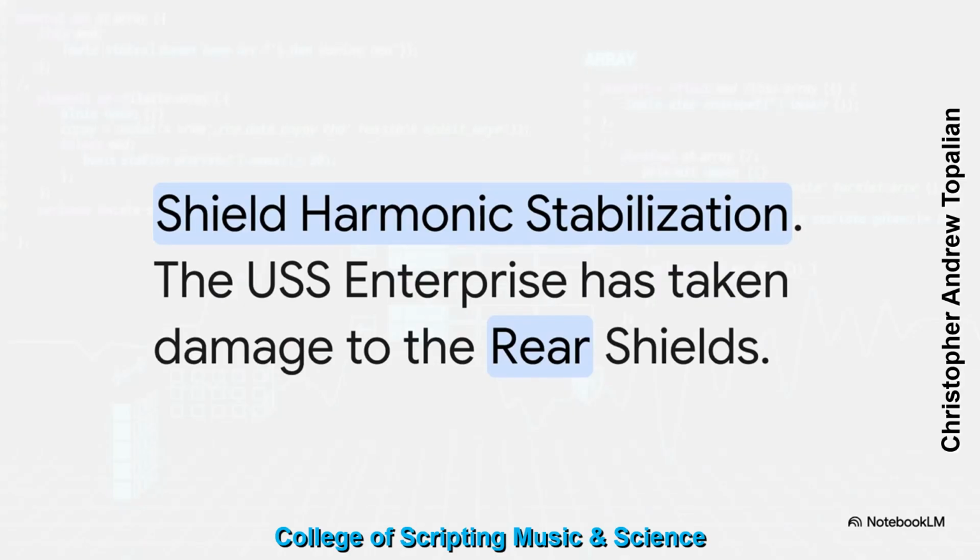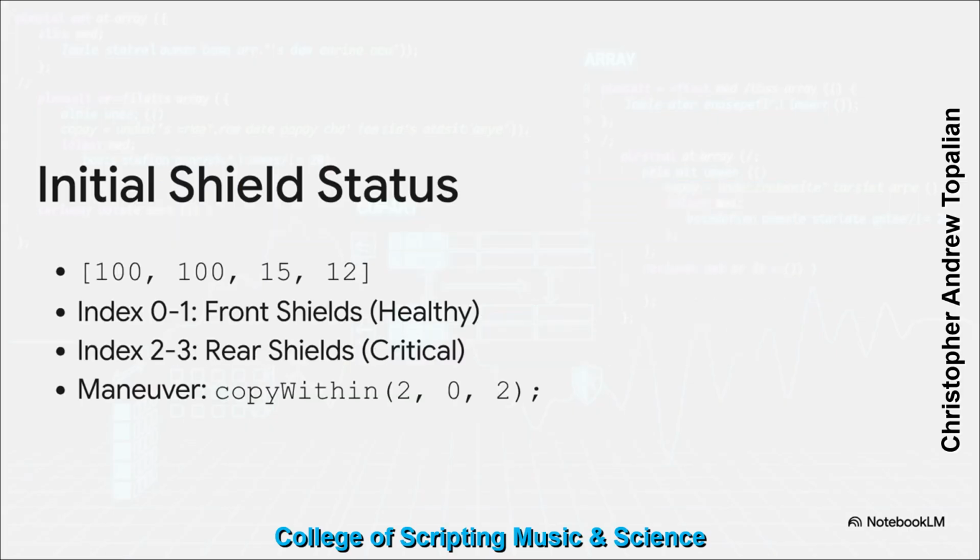Okay, your first simulation. The USS Enterprise has taken damage to its rear shields. Power levels are critical. We need to restore protection, like right now, by copying the harmonic frequency from the undamaged forward shields. So here's the situation. Our front shields at index 0 and 1 are solid at 100%, but the rear shields at index 2 and 3, they're failing. So the maneuver is to copy the data starting at index 0 and ending right before index 2, and then paste it at our target, which is index 2.